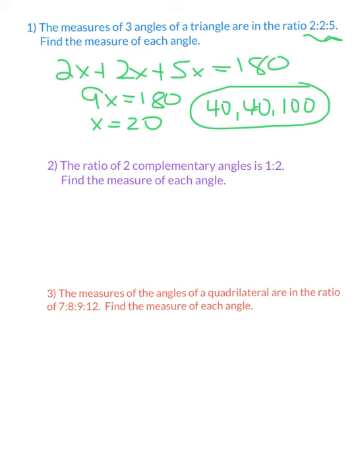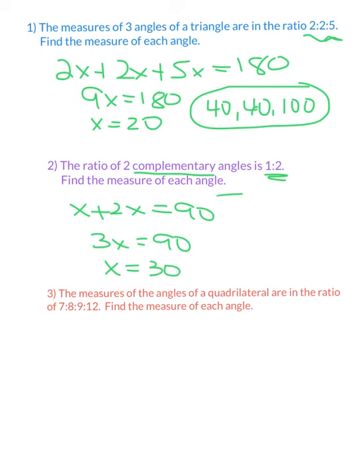In number 2, it says the ratio of two complementary angles is 1 to 2. Find the measure of each angle. Well, we have to remember that the word complementary means that when I add them up, I get 90. So again, I'm going to use this ratio. My unknown, again, is going to be x. So I have 1x, or x, plus 2x is equal to 90. So that gives me 3x is equal to 90, or x is equal to 30.